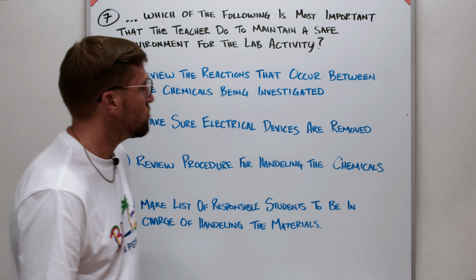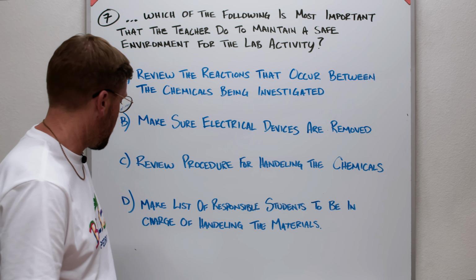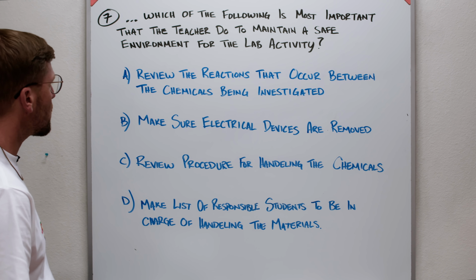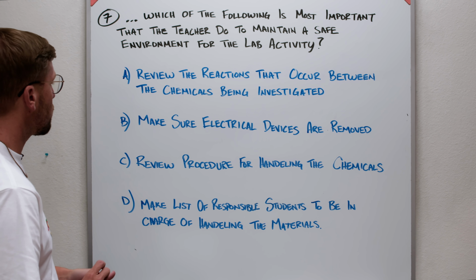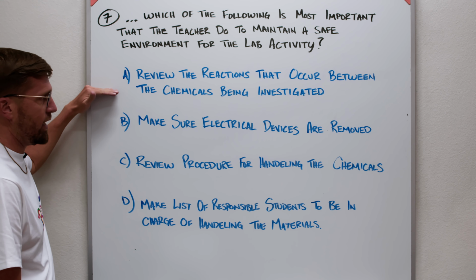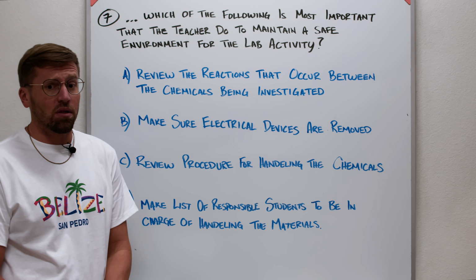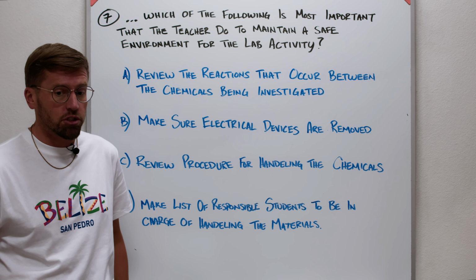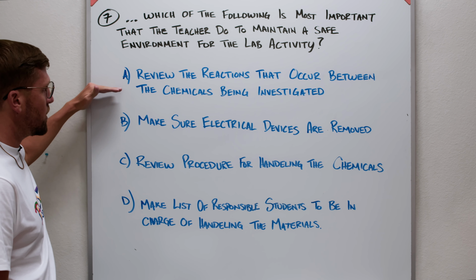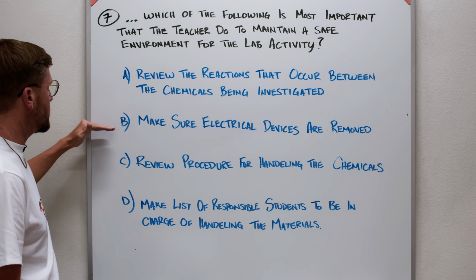So let's go through options A through D, see if we can eliminate some answers and come up with the best possible choice. Let's just start from the top and work our way down. Option A says, review the reactions that occur between the chemicals during the investigation. That definitely sounds like a reasonable thing to do. You don't want to go into a lab not knowing what it is you're supposed to be doing. Usually that's an activity for the students, but it seems like a good answer, but is it the best? Let's keep going. We don't have enough to say right now.